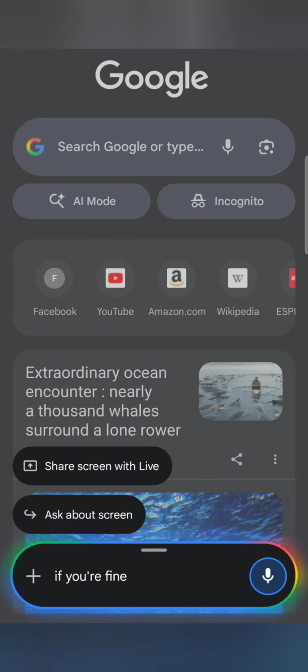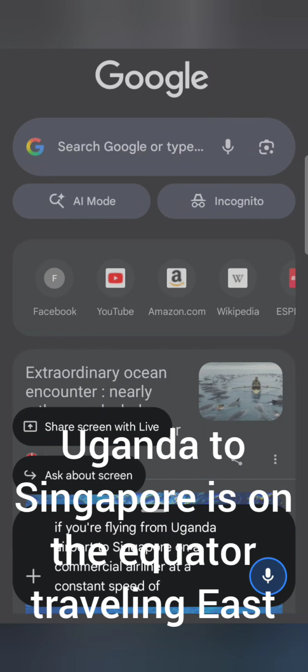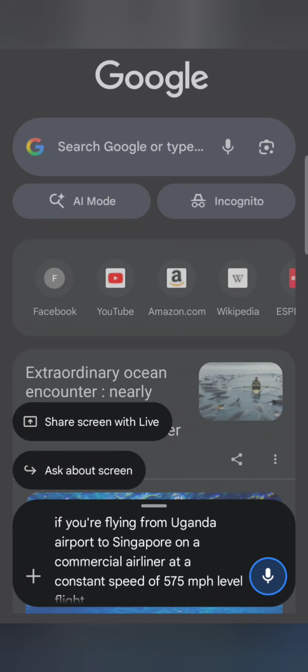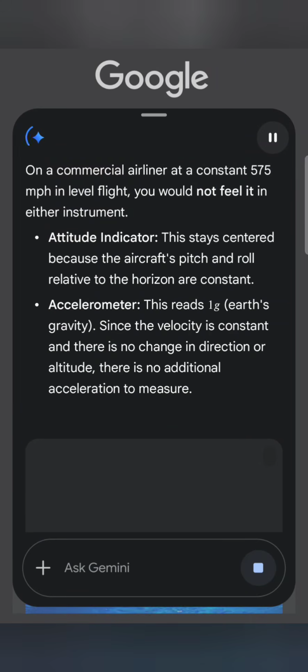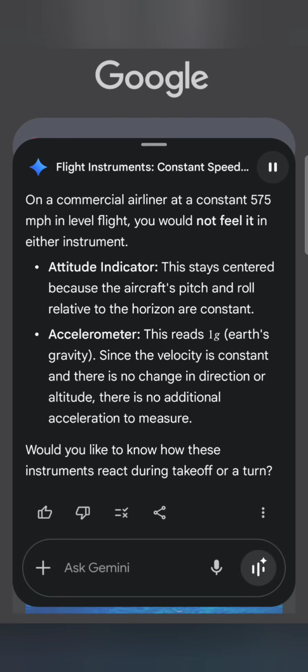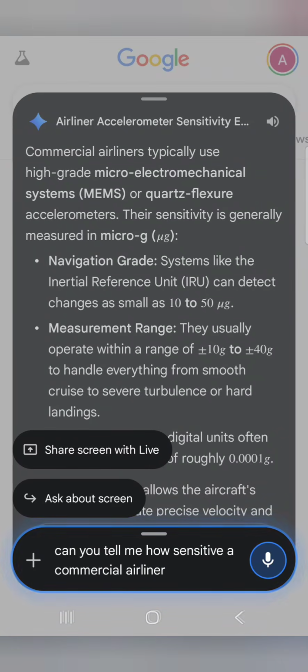If you're flying from Uganda Airport to Singapore on a commercial airliner at a constant speed of 575 miles an hour, level flight, would you feel it in the attitude indicator or the accelerometer? On a commercial airliner at a constant 575 miles per hour in level flight, you would not feel it in either instrument. Attitude indicator: this stays centered because the aircraft's pitch and roll relative to the horizon are constant. Accelerometer: this reads 1 gram, Earth's gravity. Since the velocity is constant and there is no change in direction or altitude, there is no additional acceleration to measure.